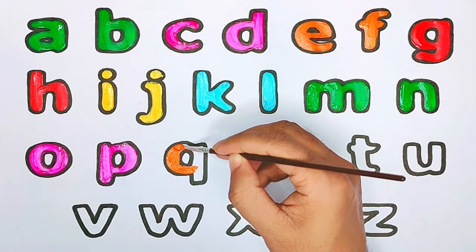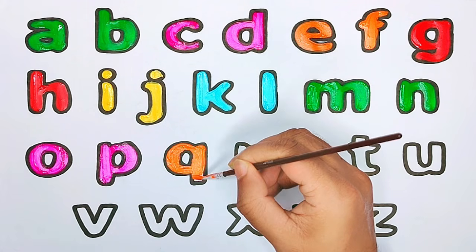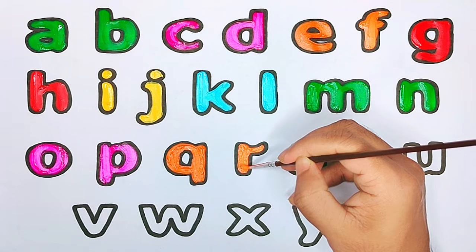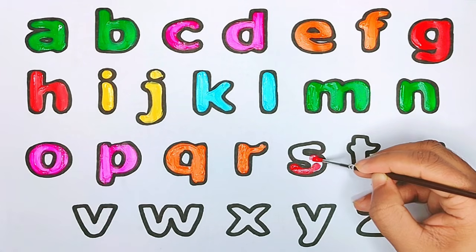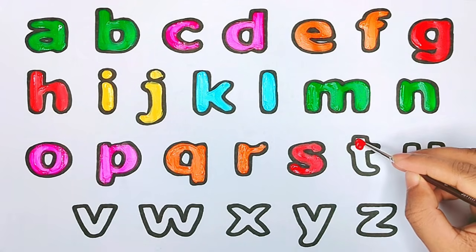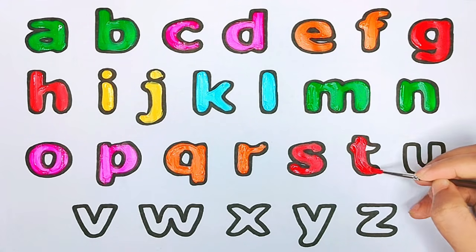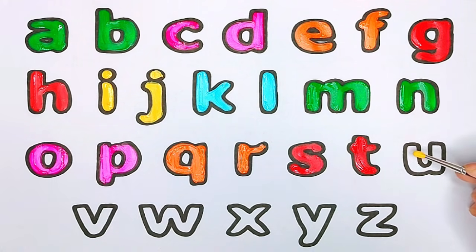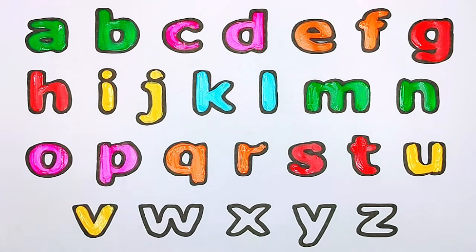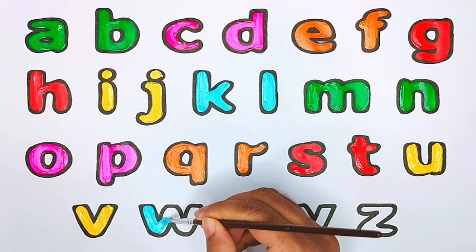Orange color. Q for quill. R for rainbow. Red color. S for strawberry. T for teddy bear. Yellow color. U for umbrella. V for van. Sky blue color.